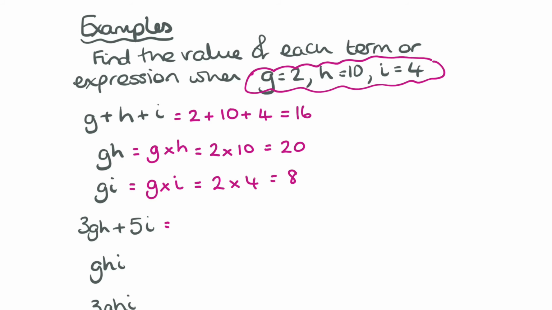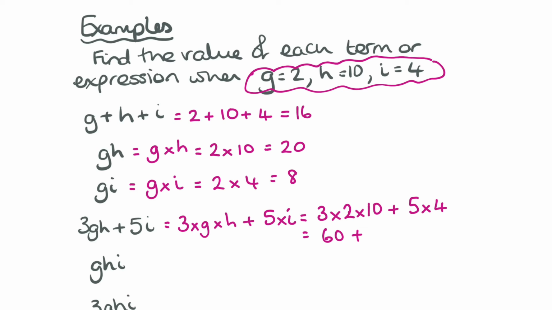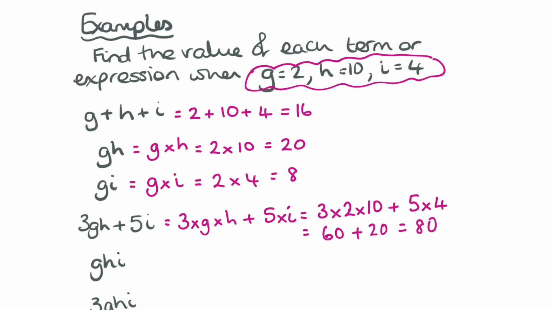Now we've got a slightly more complicated expression here, 3GH plus 5I. So that means 3 times G times H, and we're adding that to 5 times I. So 3 times G times H is 3 times, so G is 2 and H is 10, plus, then we need 5 times I is 4. So altogether, 3 times 2 is 6, times 10 is 60. And then 5 times 4 is 20. So we've got a total of 80 there.